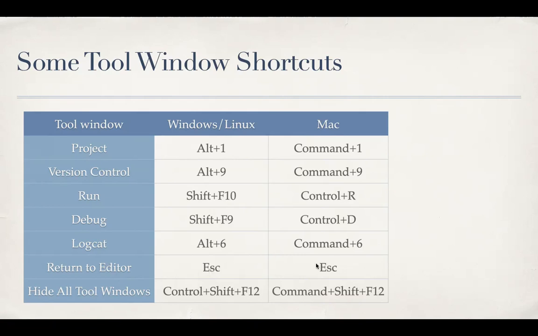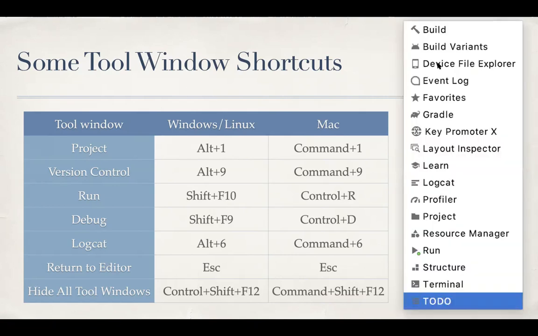Returning to the editor from a tool window, so toggling or switching between those, is just done by Escape. Hiding all tool windows, as we saw, can happen with Control Shift F12 or Command Shift F12, depending on where you are. And the small square on the left-hand side shows you this pop-up. Again, it may be slightly different based on how you have configured it. But you can hover over that square and then get this and quickly go to any of the tool windows that you want.